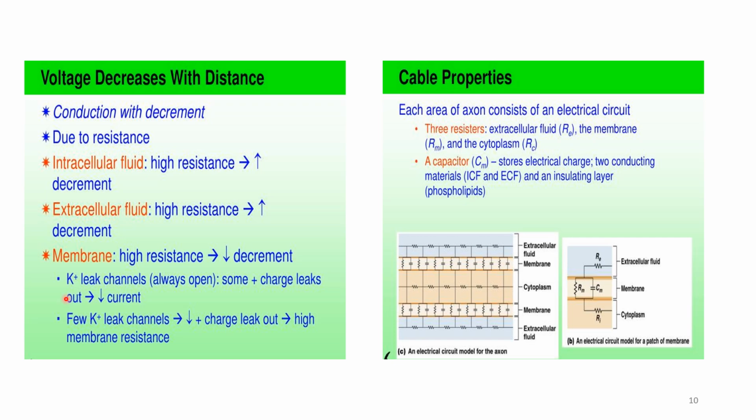Potassium channels are leaky channels, which are always open. Some positive charge leaks out. It leads to a decrease in the current. Few potassium leak channels decrease the positive charge leaking out. If that happens, they will cause high membrane resistance.